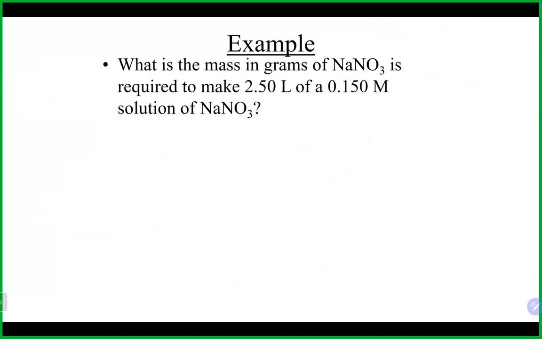All right, let's try one more here to wrap it up, I think. What is the mass in grams of sodium nitrate that's needed to make a 2.5 liter solution that has a molarity of 0.15 molar sodium nitrate? Sodium is 22.99. Nitrogen is 14.01. Okay, so let's take a look.